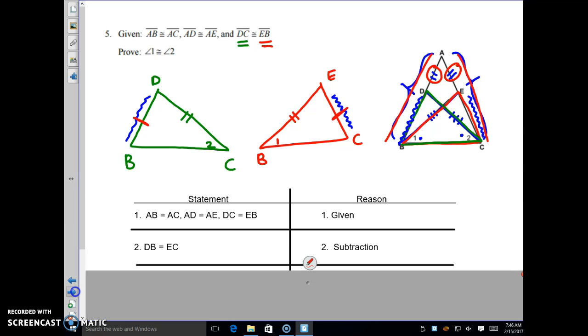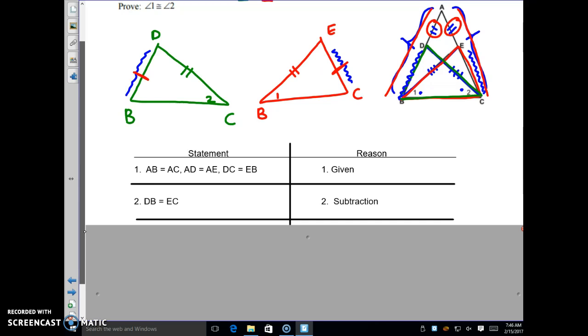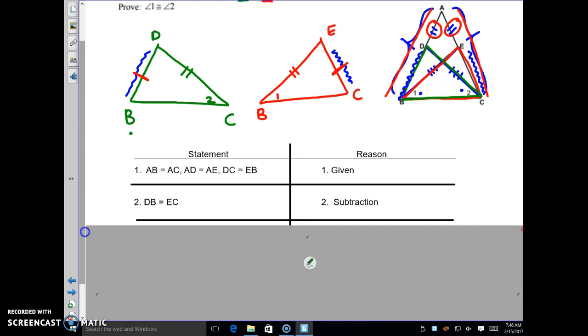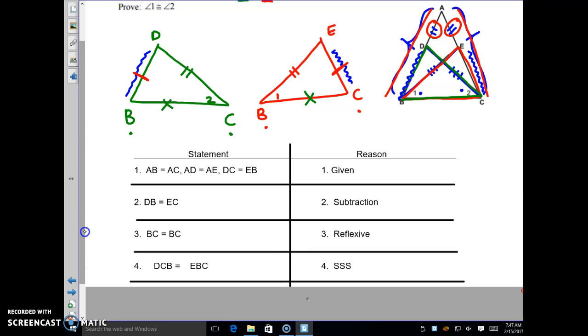Now, taking a look at this, you should be able to recognize right away that there is a shared piece in these overlapping triangles. BC is in the green triangle on my picture, and BC is in the red triangle, also on the picture that I extracted. So BC is a reflexive piece. So what we've got now is side, side, side for the two triangles.